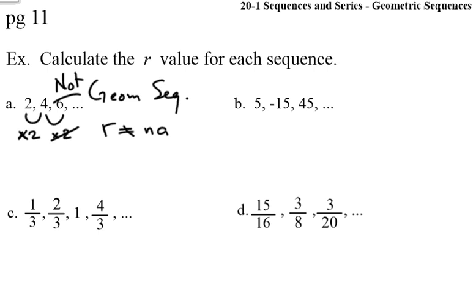What we do have to be careful with r value sometimes, it's just something you should be able to look at and figure out. 5 to negative 15, well, that's multiplying by a negative 3. Got to be careful. We're multiplying by negative. How does negative 15 become 45? Multiplied by negative 3, because negative 15 times negative 3 is positive 45. So in this case, r value is negative 3. It is a geometric sequence. Not a problem.